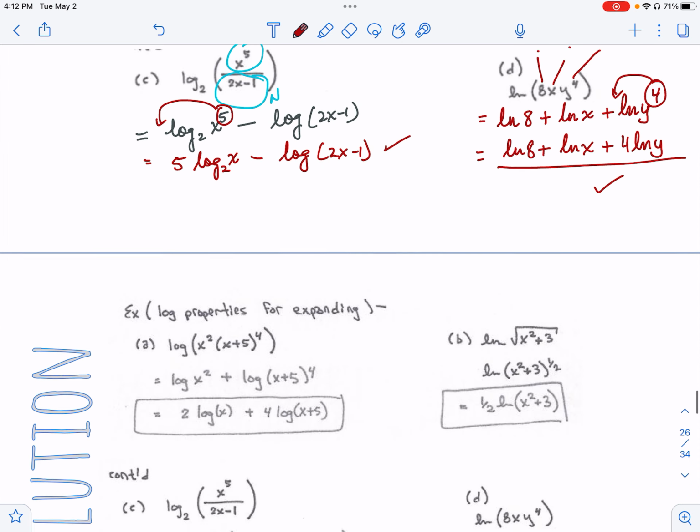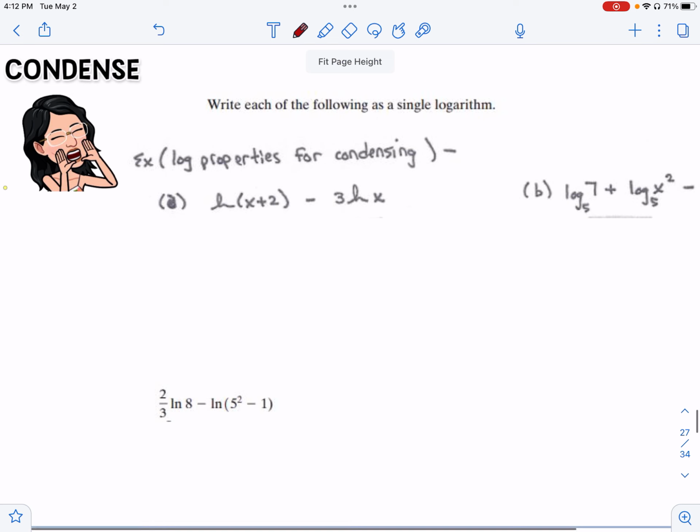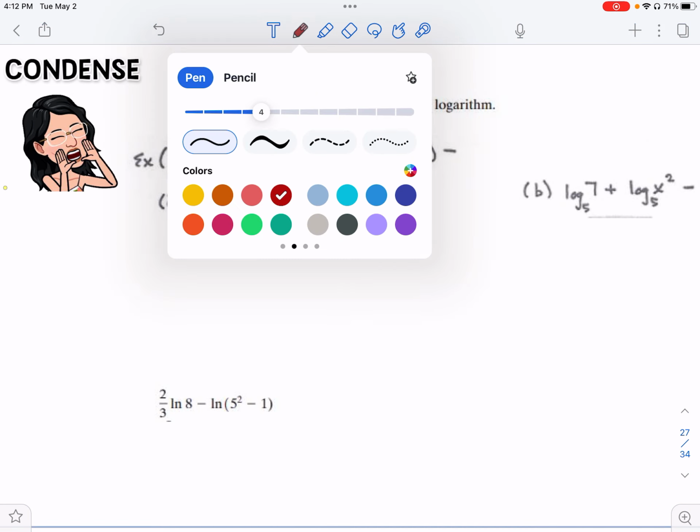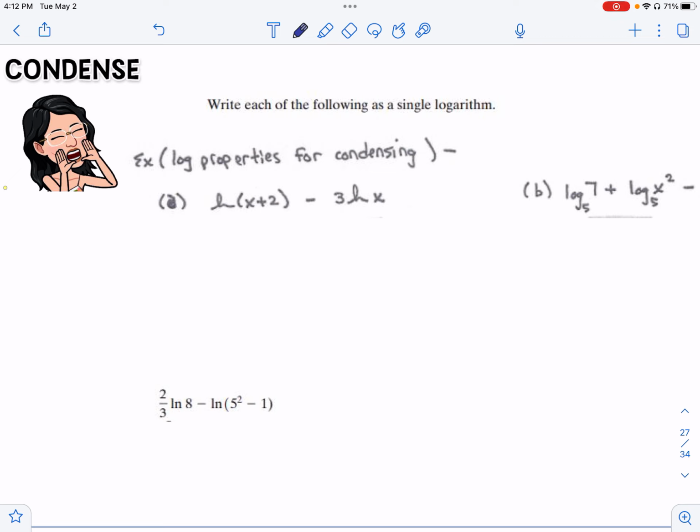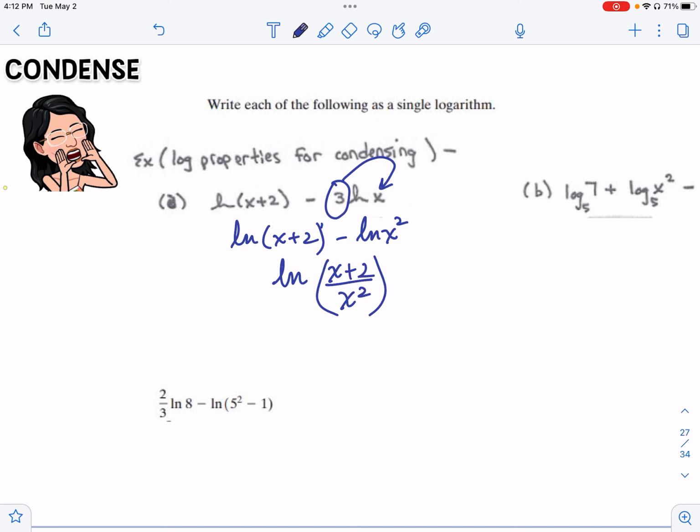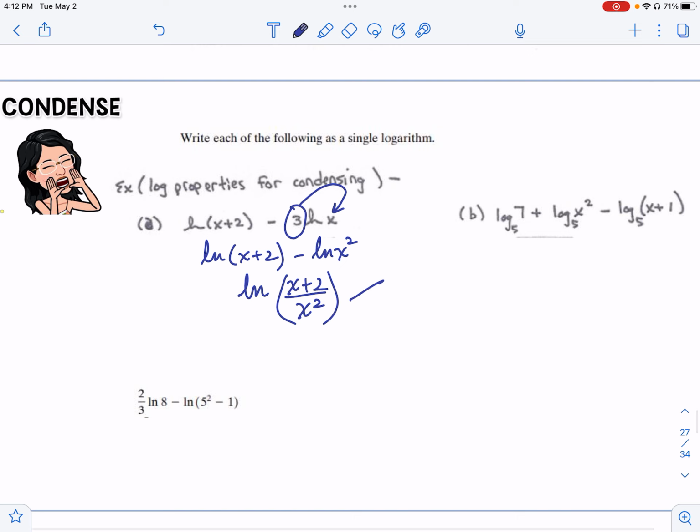Let's look at condensing, which means going from right to left. Condensing is backwards, so you have to think in the other direction. This is already expanded for me, and I see a subtraction sign. Subtraction should remind us of the quotient property. But before you can do that, this 3 needs to be brought back up as a power. So natural log of x plus 2 to the third minus natural log of x squared. Once I do this, I should be able to condense it using the quotient property. This is your m and that's your n, so I put it m over n, just like the property said, and it's pretty condensed now.